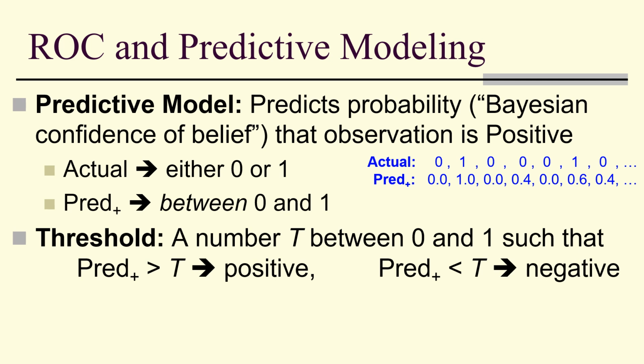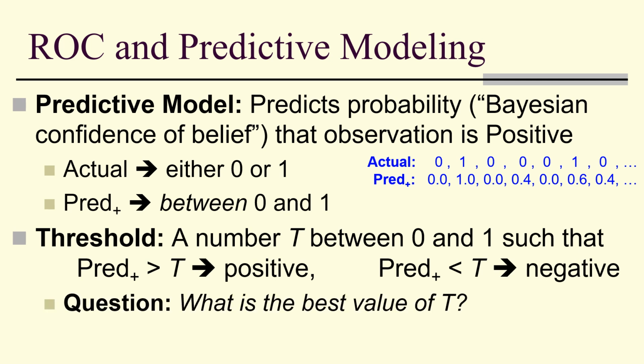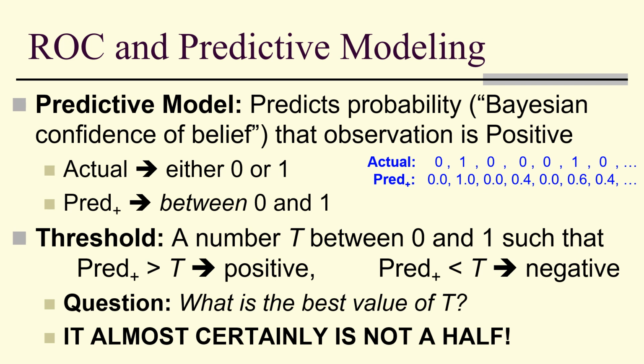And we can use the ROC to help select a number called the threshold. So the threshold is a number t between 0 and 1 such that predictions above that are labeled positive and predictions below that t are labeled negative. So what is the best value of t? Well, first you need to keep in mind that it almost certainly is not a half. A huge mistake that very often is made is simply saying, well, below a half is negative and above a half is positive. That's rarely the case. We won't see it at all in any of our examples.